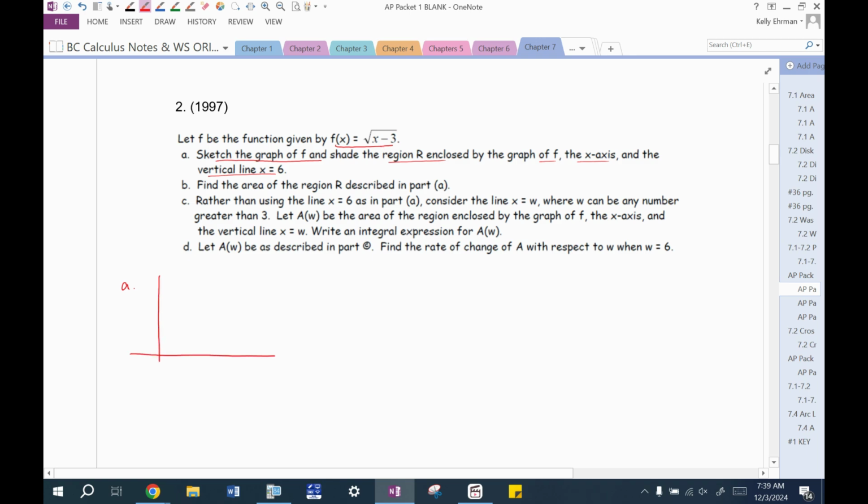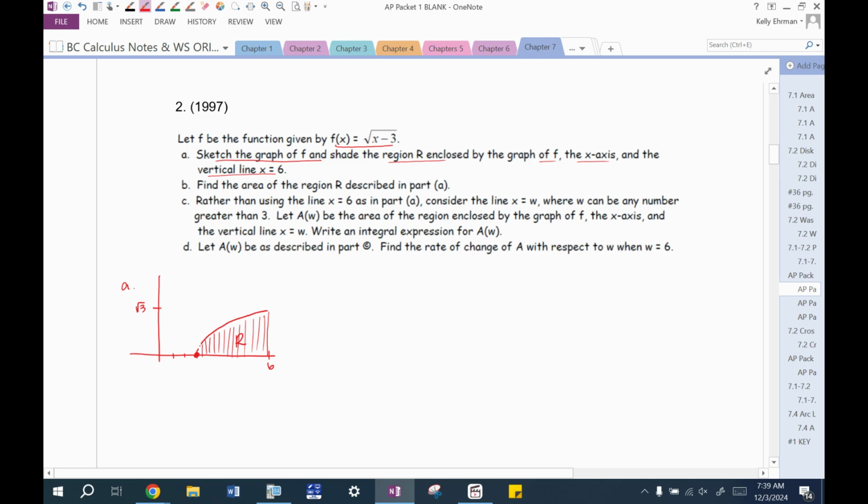So the square root of x graph has been shifted to the right 3 units. So instead of starting at 0, 0, it starts at 3, 0. Typically it goes off to the right. Get my pen working again. Goes off this way. We're supposed to stop at 6. And if you plug in 6 to this, you get a height of radical 3. Shade the region R. So that's this region here.